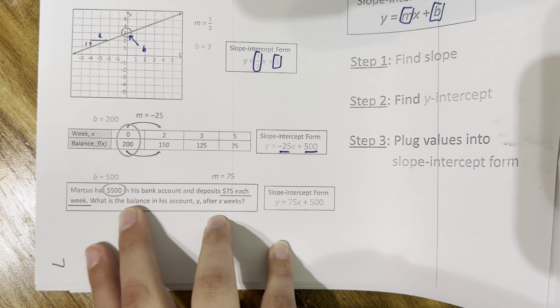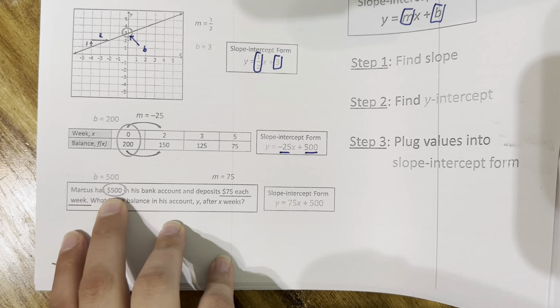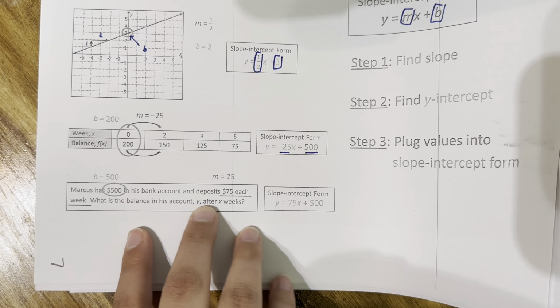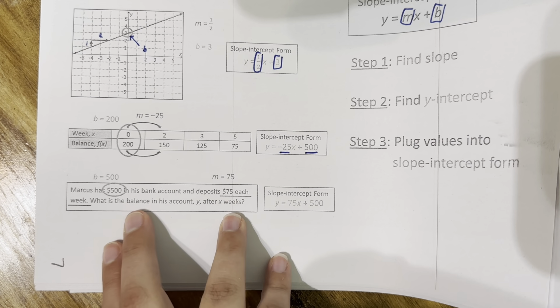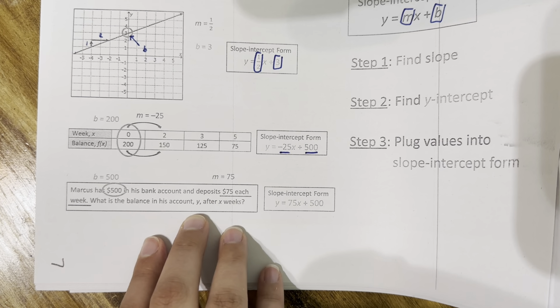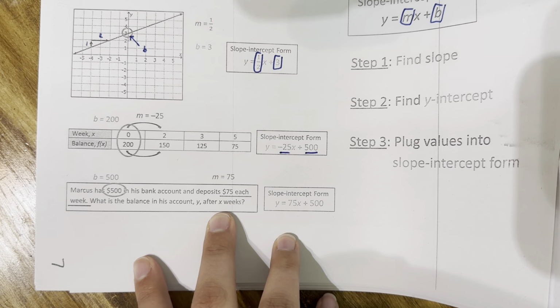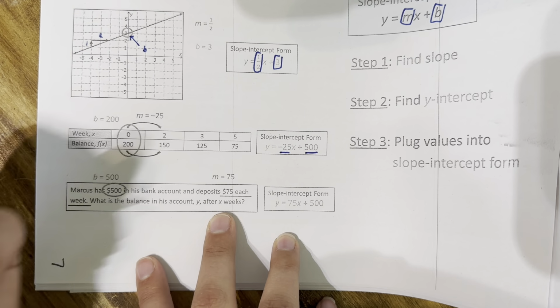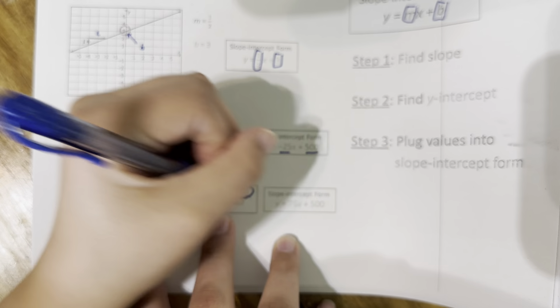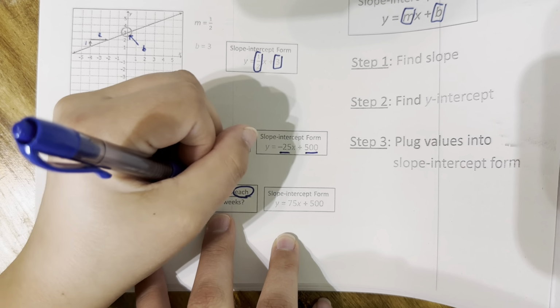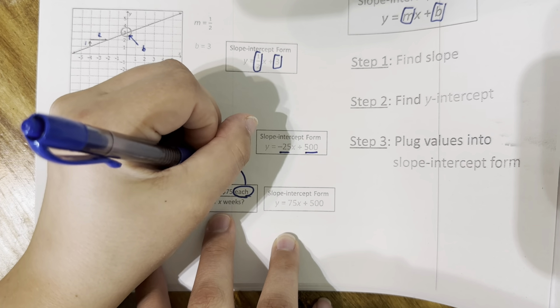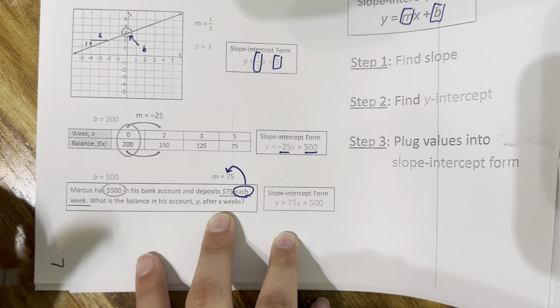And then we have a word problem. Marcus has $500 in his bank account and deposits $75 each week. What is the balance in his account, y, after x weeks? So slope, remember, they use the keywords per, each, and every. That's how I know that this is my m, because they use the keyword each.